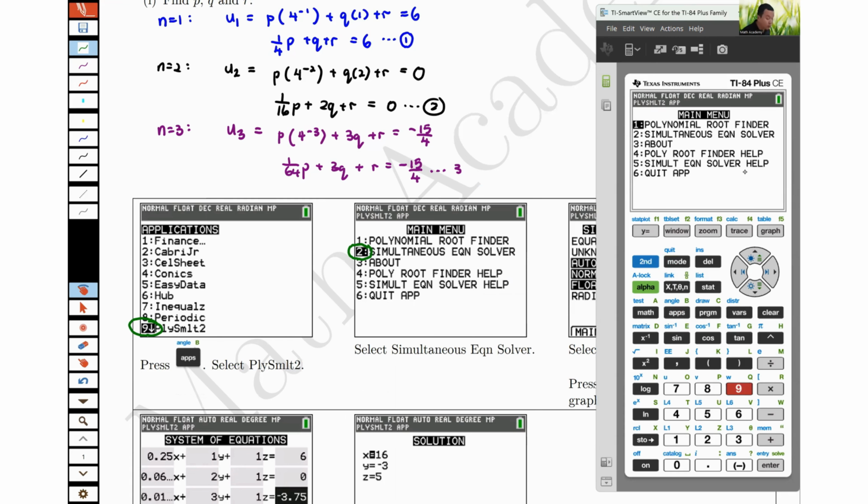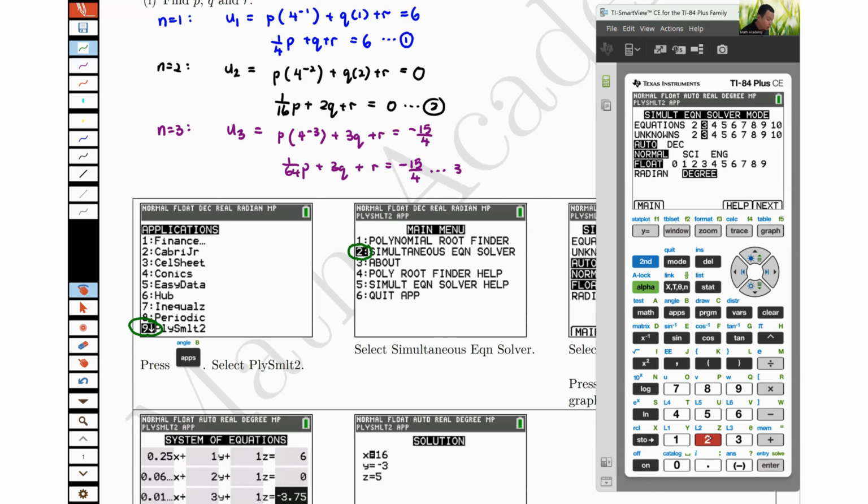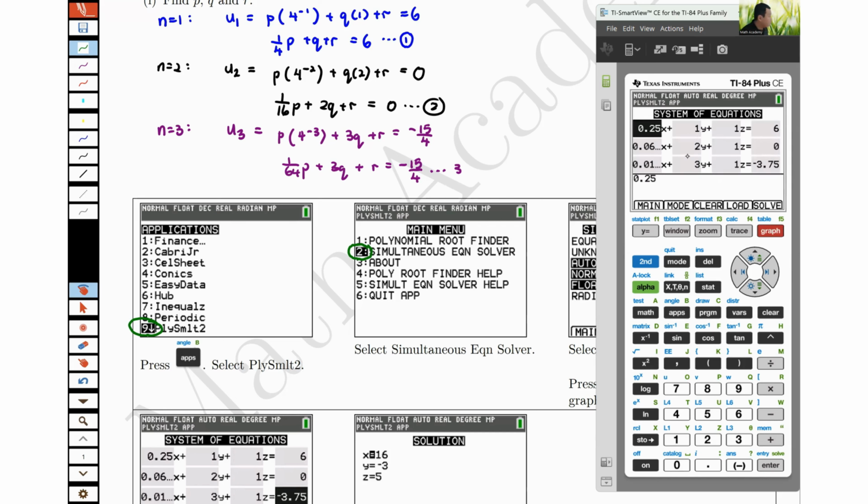Don't choose the one with help. Sometimes you press wrongly. So simultaneous equation solver number 2, make sure you are on 3 equations and 3 unknowns, because we have P, Q, and R with 3 equations. Press next, the button below next. Only the first 2 rows we have to handle, the rest we can just leave. For this screen, it is always the button below whatever you need. So you press graph, and you will see this system of equations.